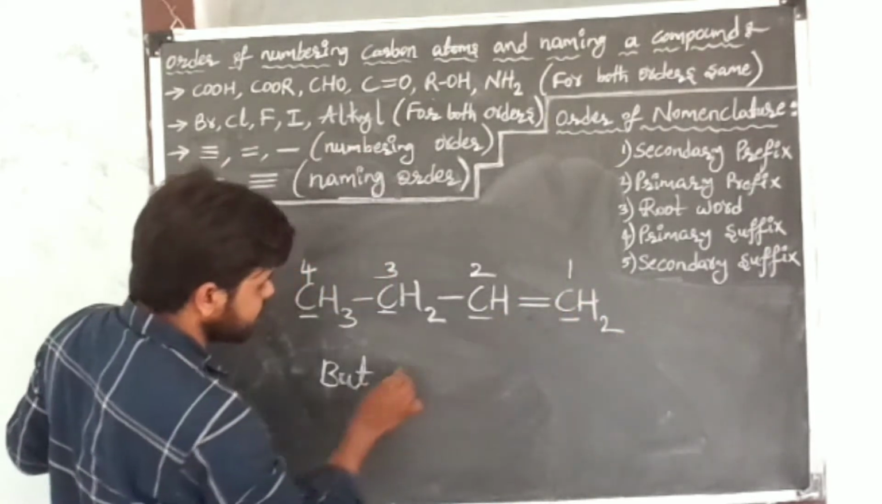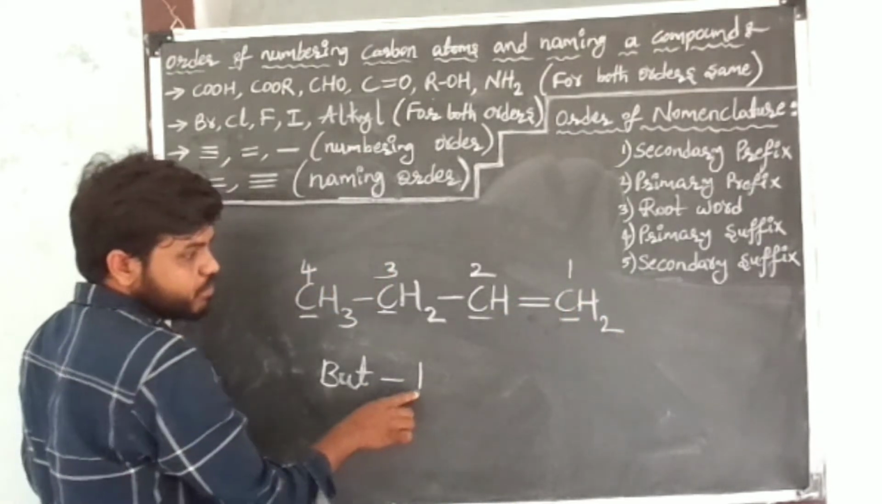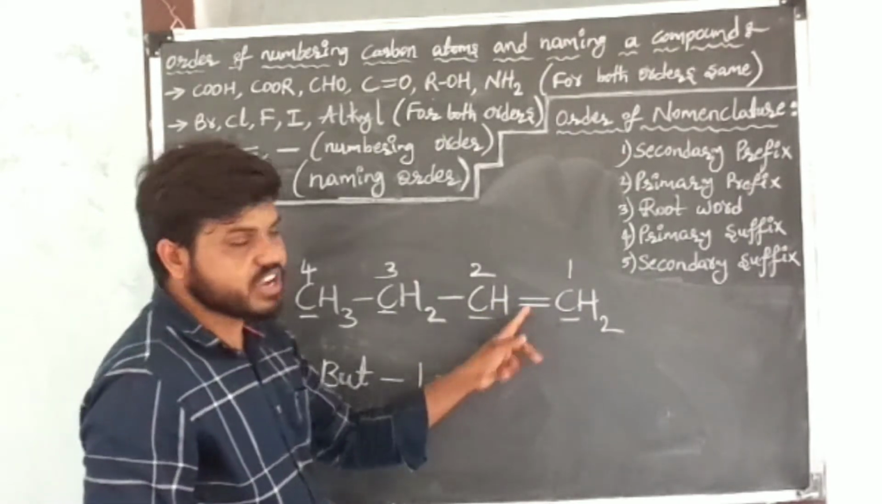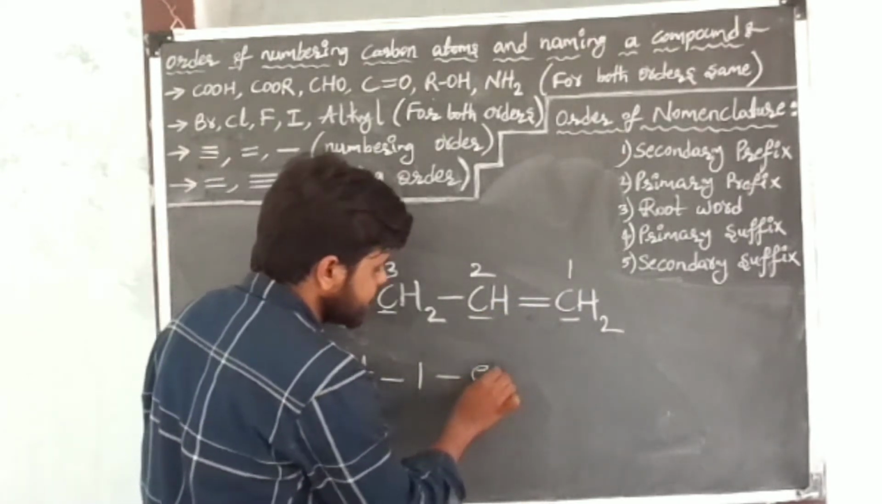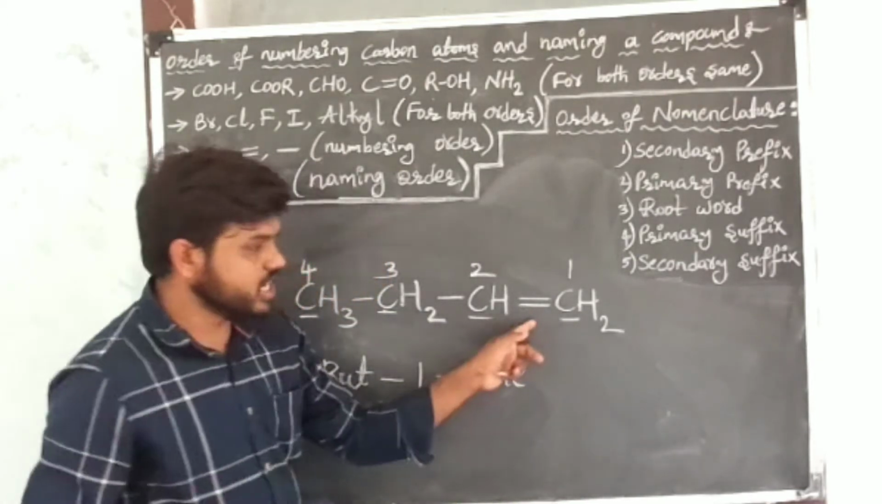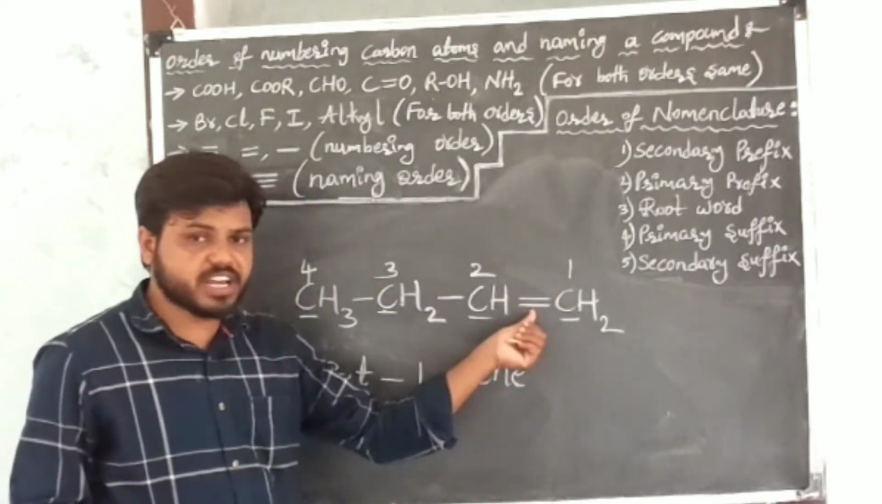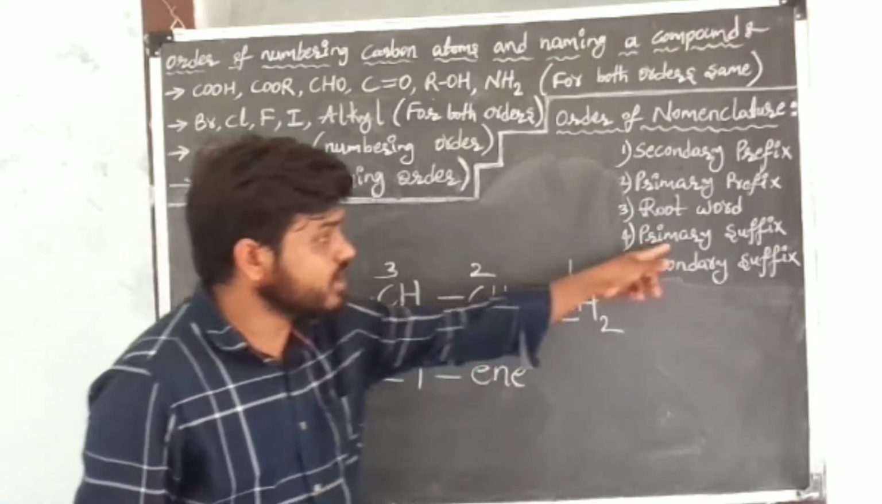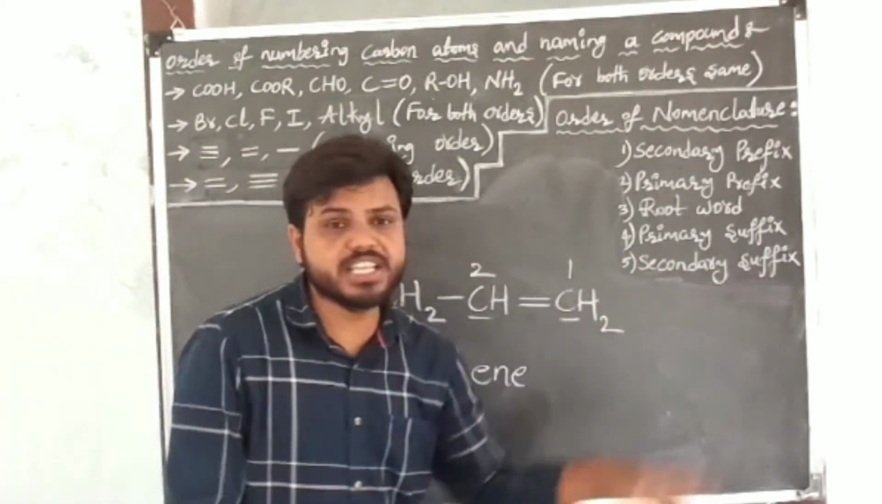What is the position of the double bond? First. I have written the position of the double bond, that is 1. After writing the position, what is the suffix of the double bond? ene. First write the position of the double bond and after that write the suffix of the double bond, that is ene. After writing the primary suffix, go to the secondary suffix.